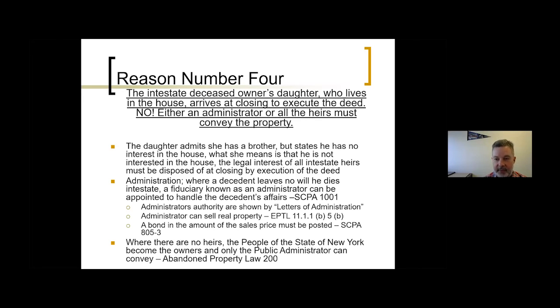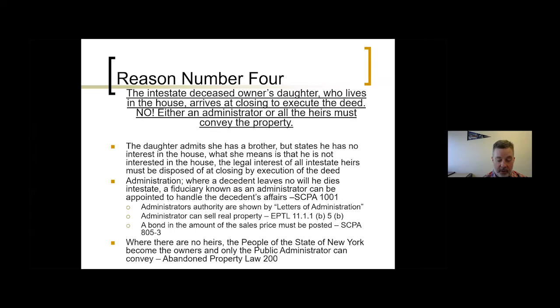But legally, obviously, any heir of the decedent that dies intestate has an interest in the house. So we'd have an administration here, no will. The administrator is going to be appointed to handle the decedent's affairs, and they get letters of administration. And again, those letters have to be dated within 6 months of the closing. Also, with an administrator, you need a bond filed in the amount of the sales price. It's got to be posted, or there's got to be some evidence in the estate proceeding, in the administration proceeding, that there was no bond required.